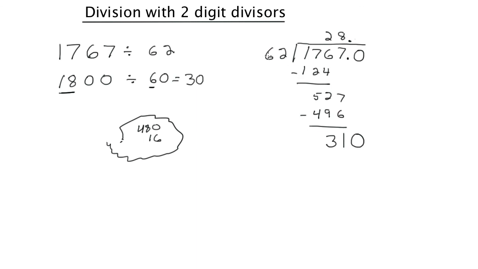60 goes into 300 5 times, so 62 most likely. Oh yes, what do you know? 5 times 62: 5 times 6 is 30, that's 300, and 5 times 2 is 10. 310. 5 here, and 310. Subtract, remainder is 0, no digits left to divide. We are done. So 1767 divided by 62 equals 28 and 5/10. And voila, that's how you do it.